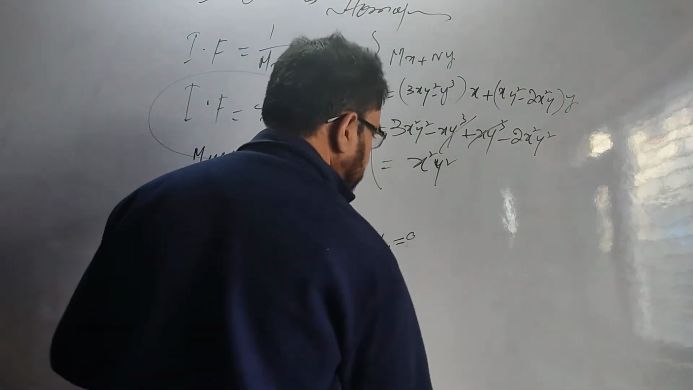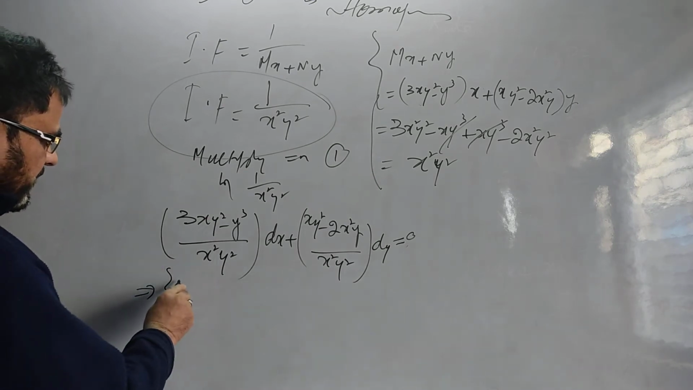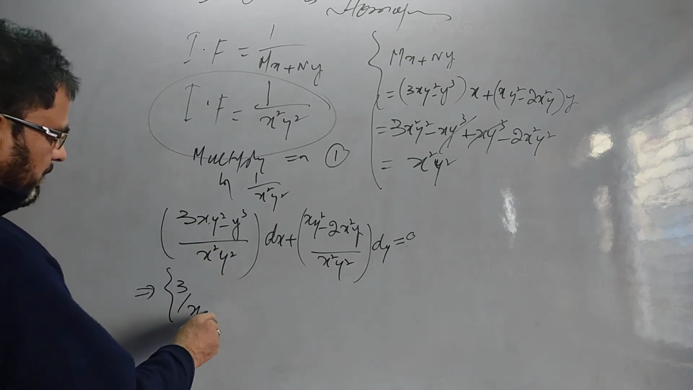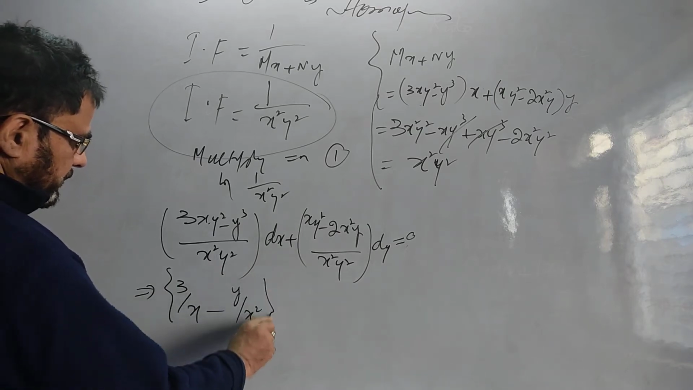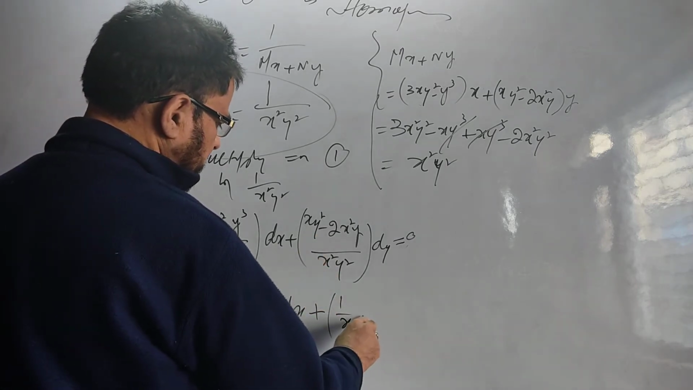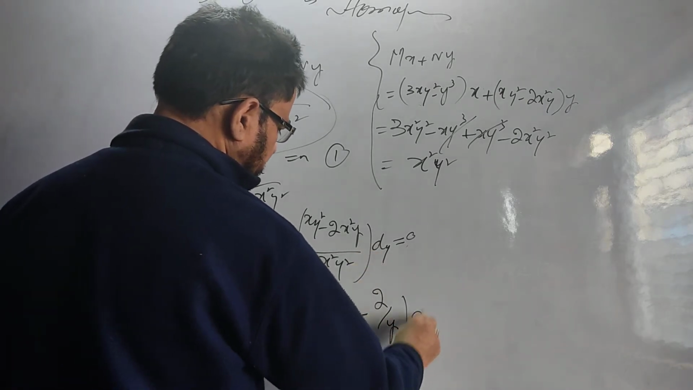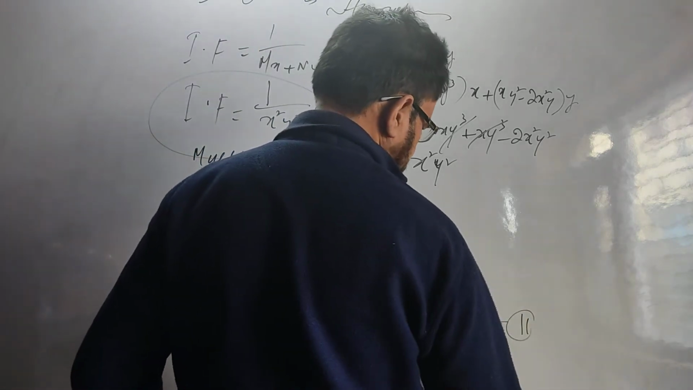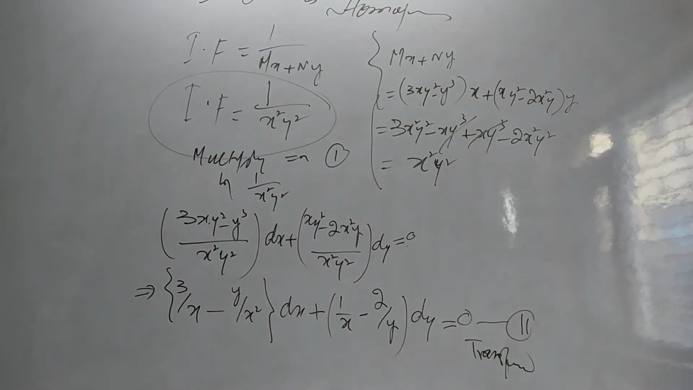Okay, let us see on simplification what this gives you. It is 3 by x minus y by x square dx, plus 1 by x minus 2 by y dy is equal to 0. This is now your transformed equation. This we call the transformed, reduced equation by multiplying factor.